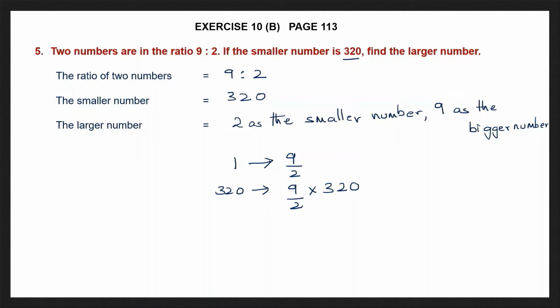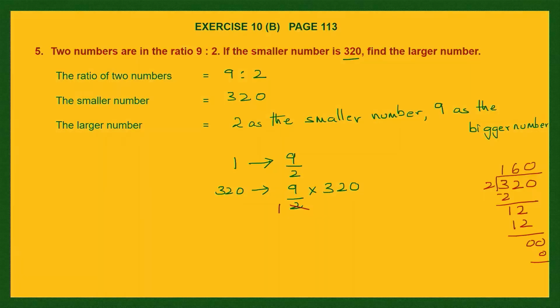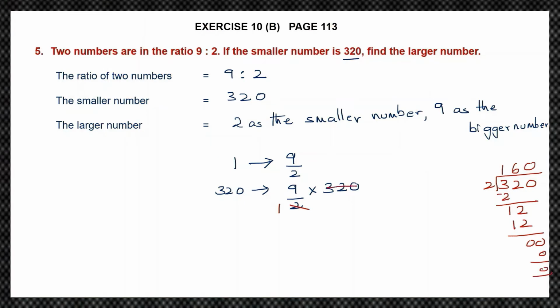We can cancel 2 and 320 both by 2. 320 is divisible by 2. Let's divide it here and see. 320 divided by 2. 2 ones are 2, minus, this is 1. I bring down 2, it becomes 12. 2 sixes are 12. Then I bring down the next 0. 2 zeros are 0. So I have divided it by 2 and I got 160. Now in my numerator, I have 9 into 160.